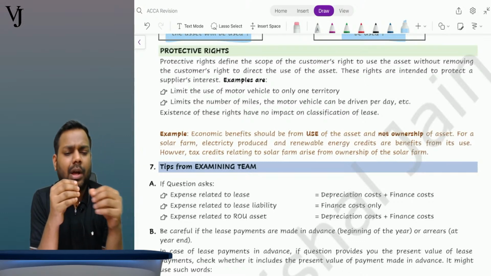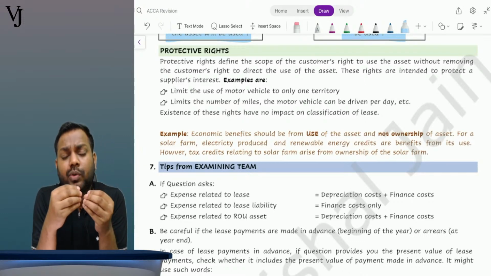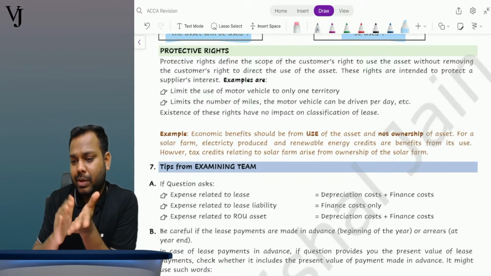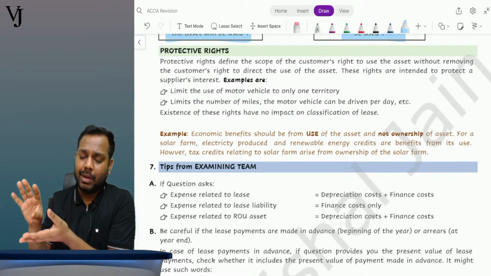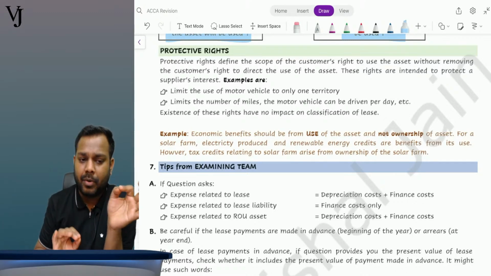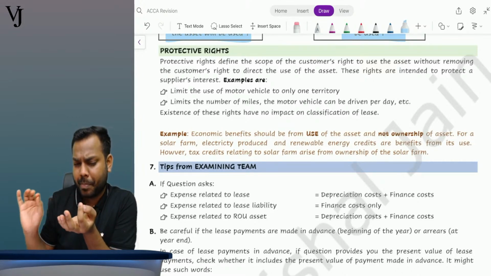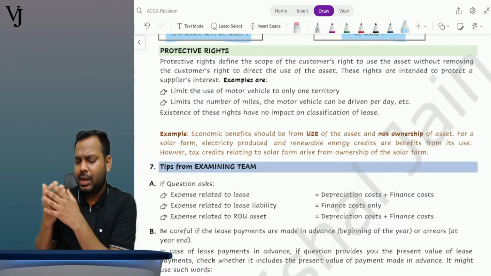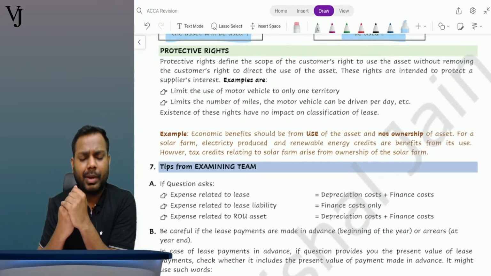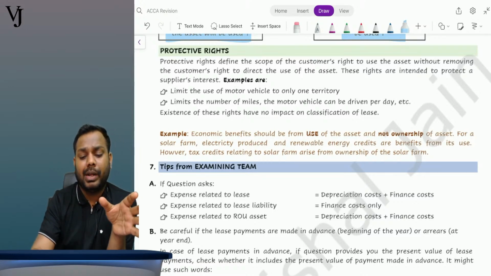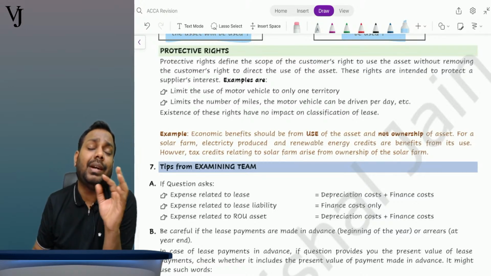Let's suppose you have given a laptop to someone else. Don't you think you will tell him, "Boss, I'm giving you my laptop, but please use it properly. It's a brand new laptop, so please use it properly"? Similarly, if I'm taking any asset on rental from anyone, that person will also tell me to use it properly, to protect their interest in the asset.